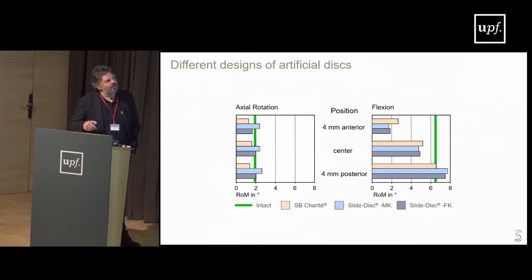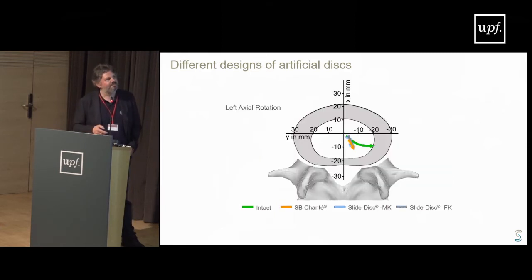You can see that in axial rotation we have quite a good approximation of the flexibility for all the three models. In flexion, they are all quite similar again, but actually if you want to have a correct range of motion, a physiological range of motion, you should try to push a little bit the prosthesis in the posterior direction, because if you put that into the center of the space, you are going to have a little bit less flexibility than what you have with the intact spine.